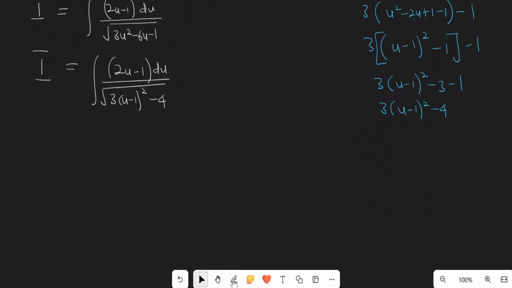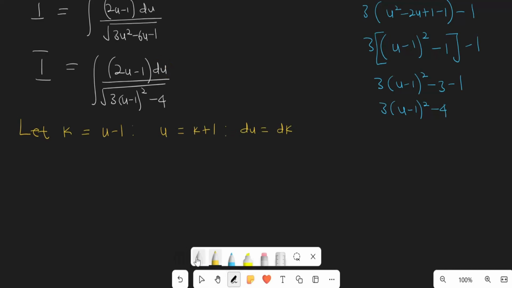Alright, simple. Now let's do another substitution. There are a lot of substitutions in this integral. So we are going to let another variable k be equal to u minus 1. When that happens, u is going to be equal to k plus 1, right? So that means du is going to be equal to dk. So I'm just going to replace du with dk. And now let's take the integral into the k world.